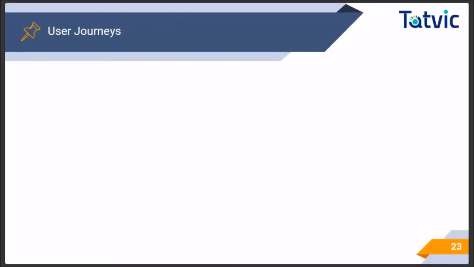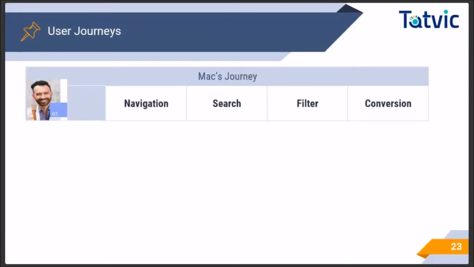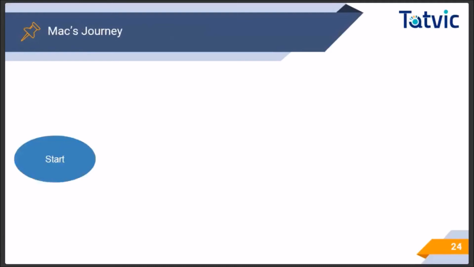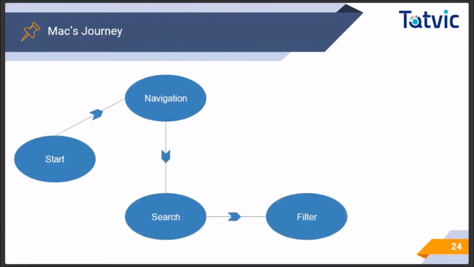Okay, let's see about user journeys, because from the Markov model, we have to draw the user journeys on a canvas. Let's say about Mac. Mac is using these three or four features and he is converting. Let's see how Mac behaves. He has come to navigation. He has used the search feature. Then he uses a filter, and finally he converts. Mac is a very profitable customer for me, because after using three features, he has actually converted, or he has reached the thank you page, right?